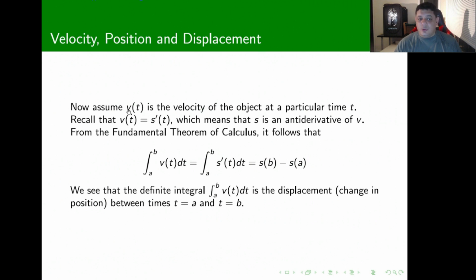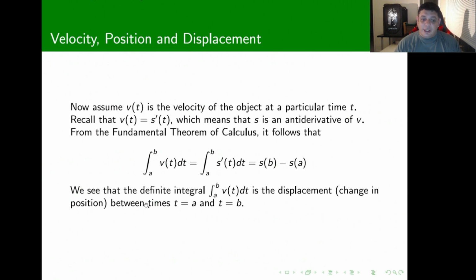Now, if you assume that the velocity v of t represents the velocity of the object at a particular time t, then v is the derivative of the position function. This means that s is an antiderivative of v. So you can think of the position as the antiderivative of the velocity. And from the fundamental theorem of calculus, the integral from a to b of the velocity is the integral from a to b of s prime of t, and that's going to be s of b minus s of a.